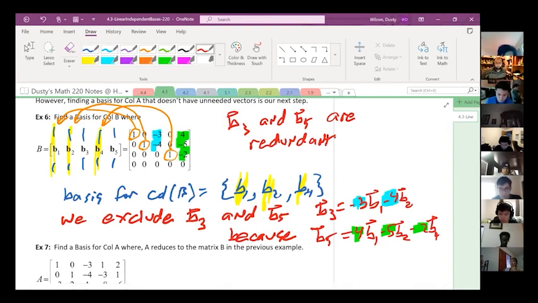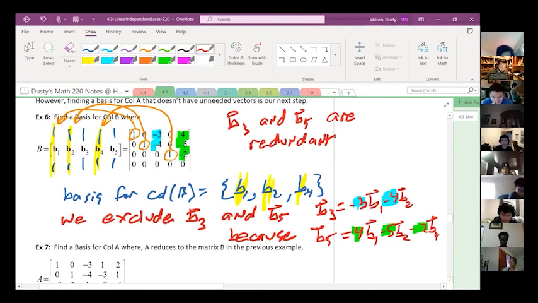Gerald asked, do B1, B2, and B4 span? There's no pivot in every row. They don't span R4. You're right, there isn't a pivot in every row, so they don't span R4, but they do span the column space of B. So it depends, what's the space we're talking about? Does that make sense, Gerald?